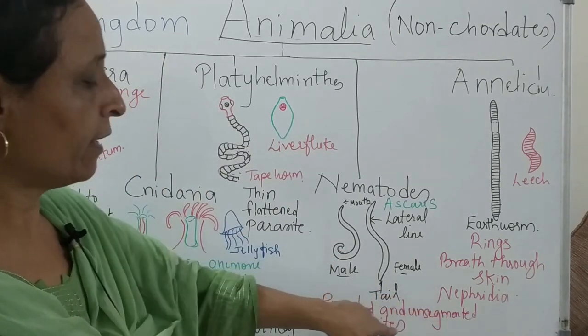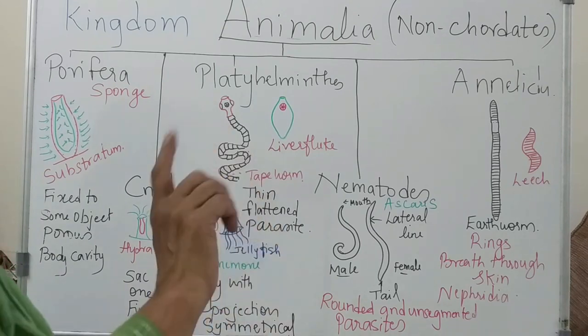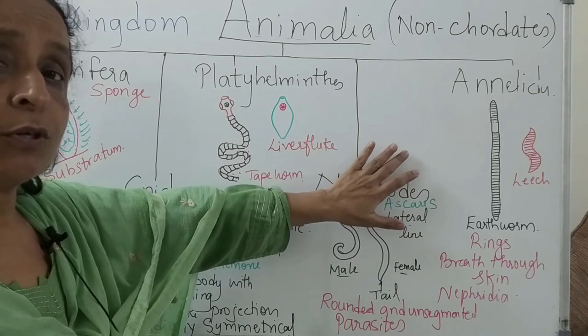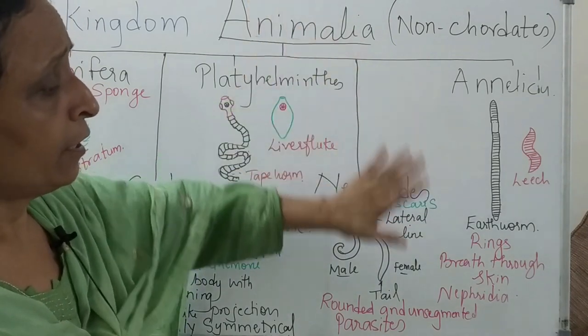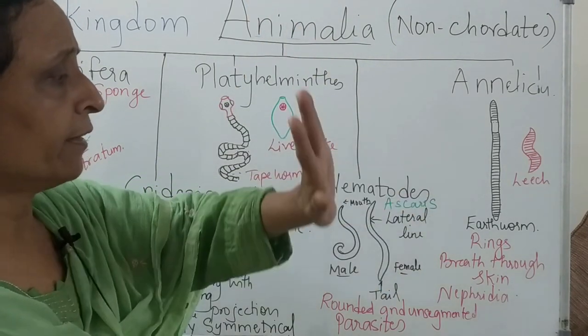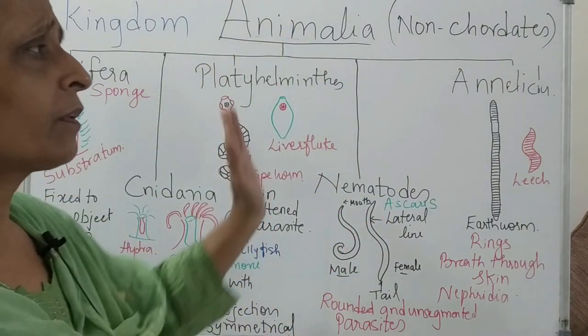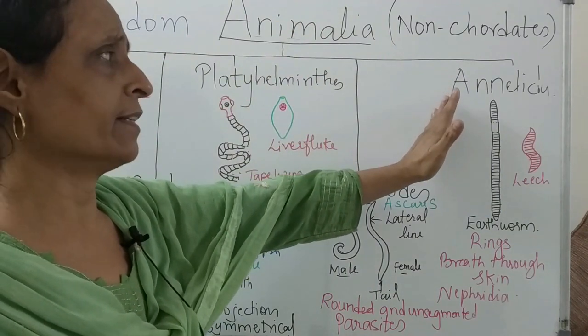It's rounded and unsegmented parasites. There's no segment which are present. So these are nematodes or nemathelminthes. So here the example here is Ascaris. They are also parasites.